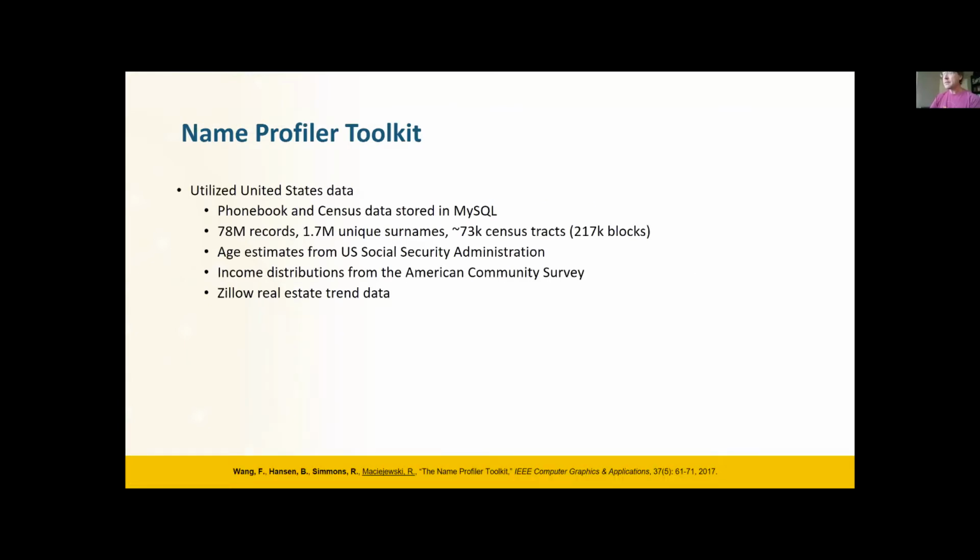But the phone book and census data can be stored in MySQL. You have 78 million records, 1.7 million unique surnames. And the reason why I also mentioned census data is because now, if I know where you live, we can do things like get income levels at the block level. We can go to Zillow and see how much your house is worth. So we can start associating other sorts of factors with different names and asking all sorts of questions like, how much is my name worth?